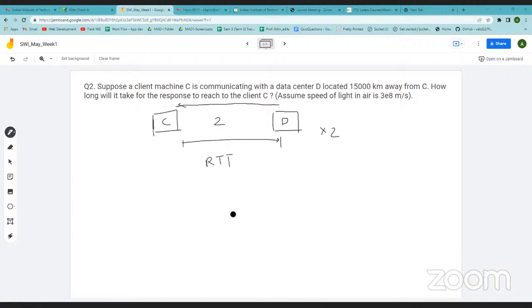Okay, so we'll just solve the time one way, right? One way. It will be the distance, 15,000 kilometers, and this time I'm just putting 3 zeros ahead, okay, to convert it into meters, and we have corrected our speed in air, that is 3 into 10 raised to power 8. Okay, how much do we get this? I guess 50 milliseconds, right? Because so many answers were one way, so it was 50 milliseconds.